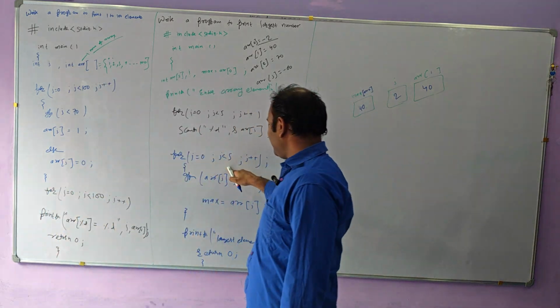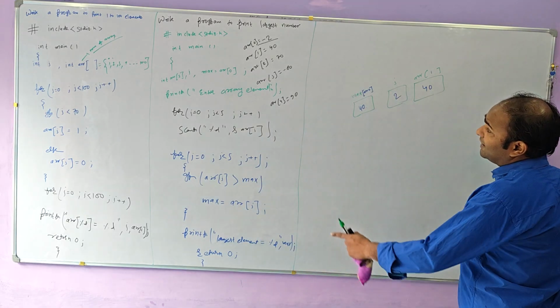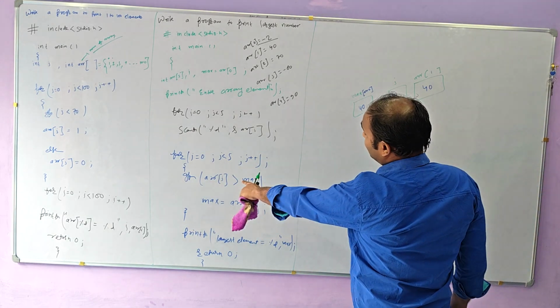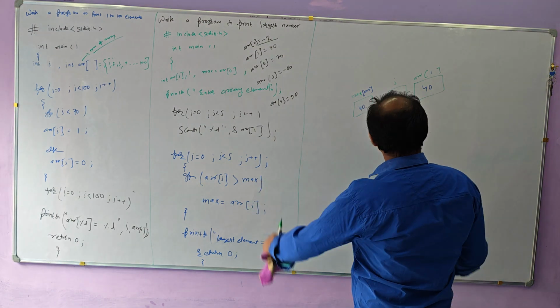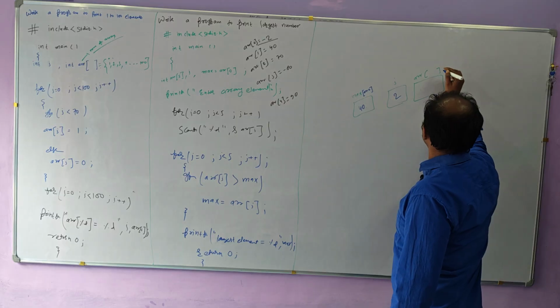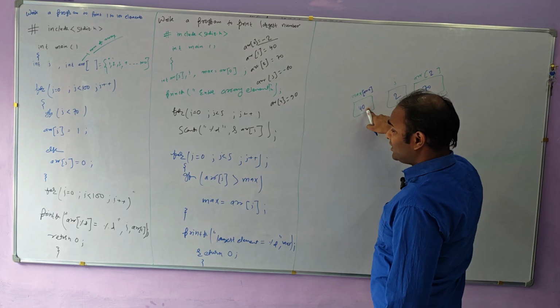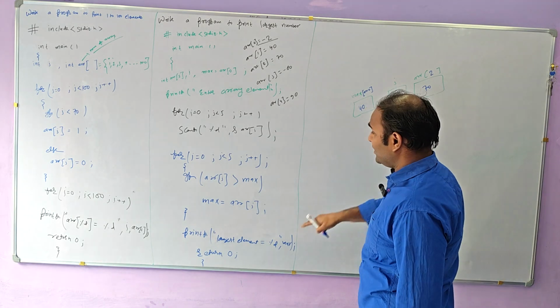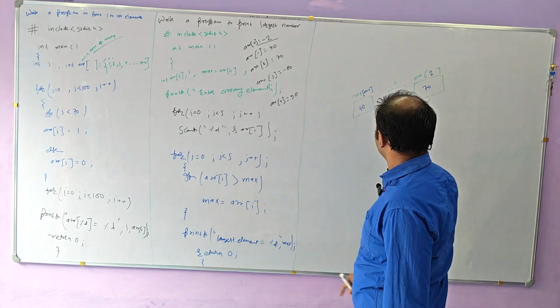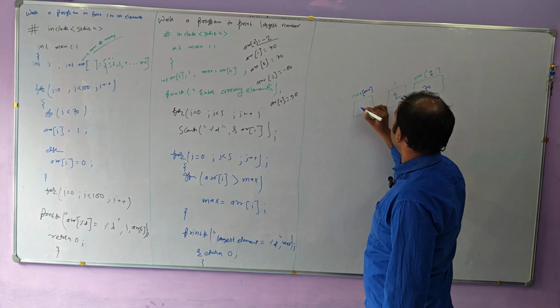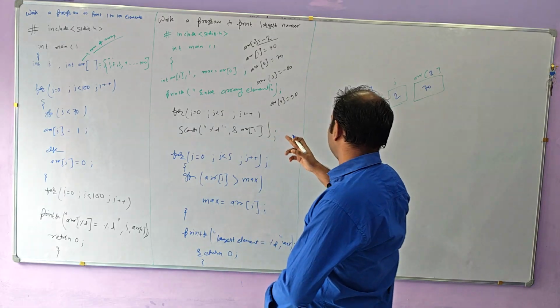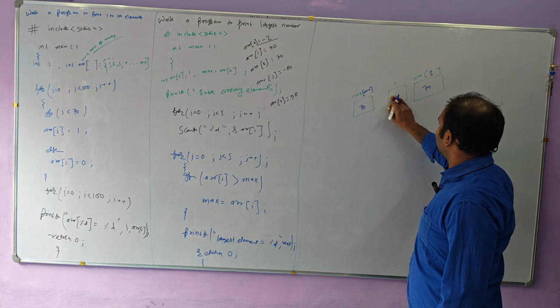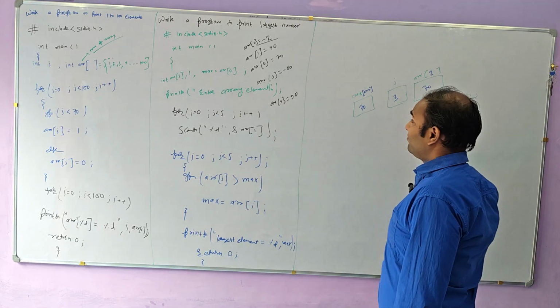2 is less than 5. Yes. AR of 2 is 70. 70 is greater than max value, 40. Yes, 70 is greater than 40. So max becomes 70. Now increase by 1, I becomes 3.